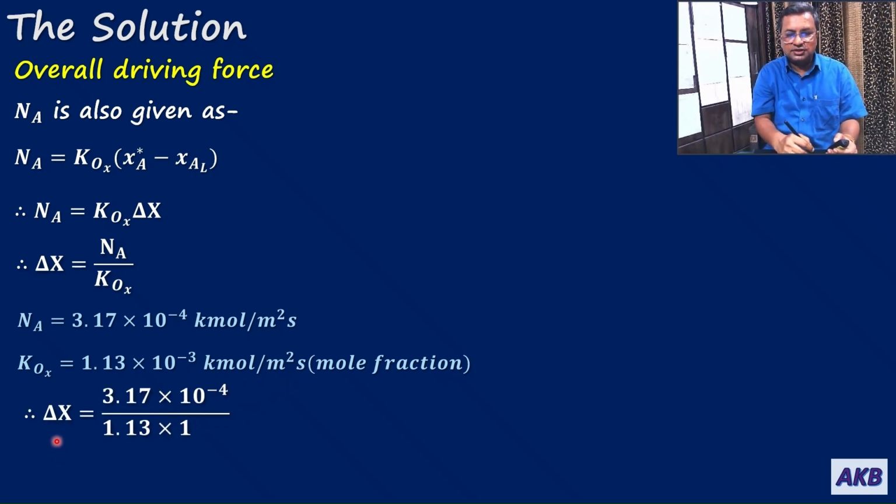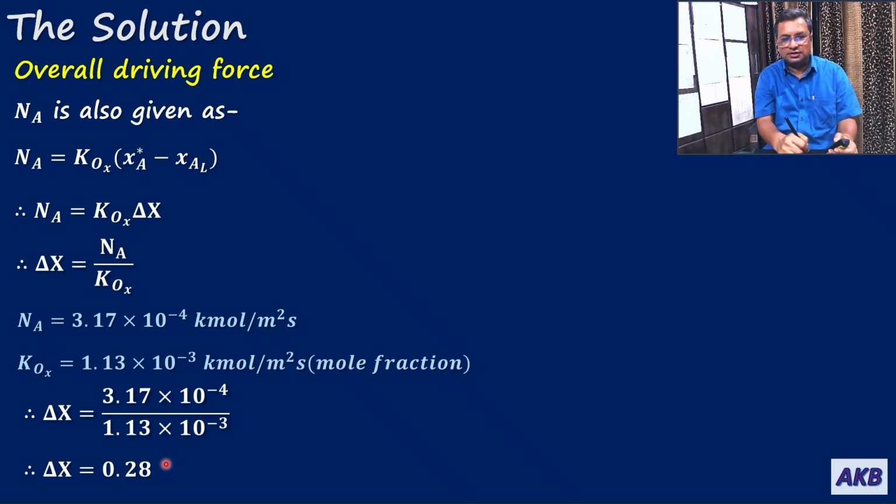So if you use these values, delta X will be 3.17 into 10 to the power minus 4 divided by 1.13 into 10 to the power minus 3. That gives us delta X as 0.28. So in this way, we get the overall driving force in terms of liquid phase concentrations. Earlier, we obtained the overall driving force in terms of gas phase concentrations.